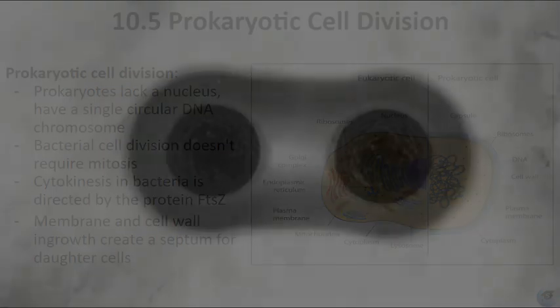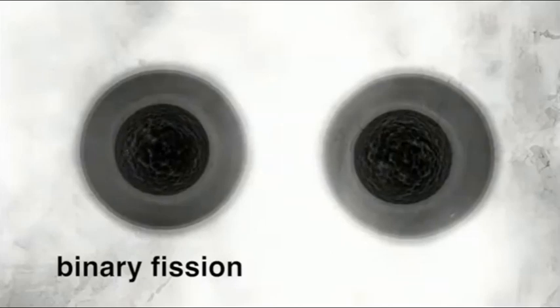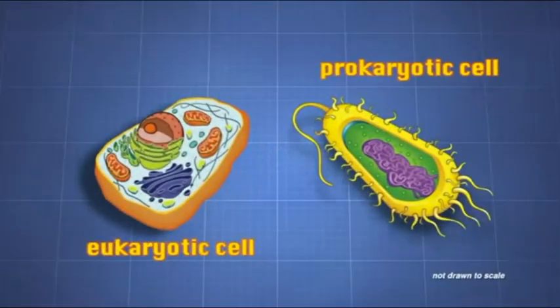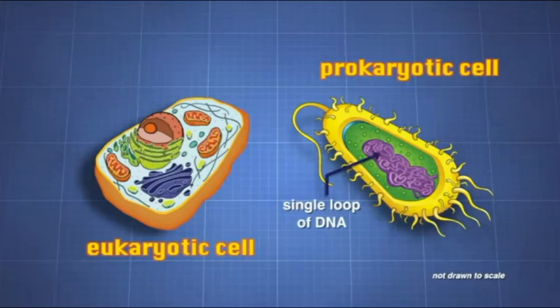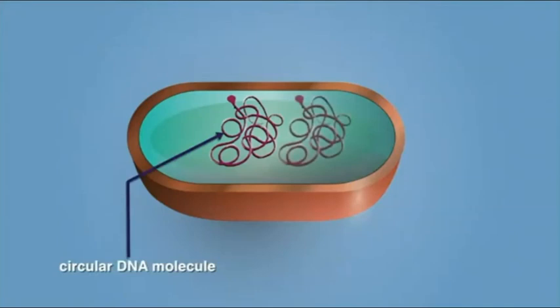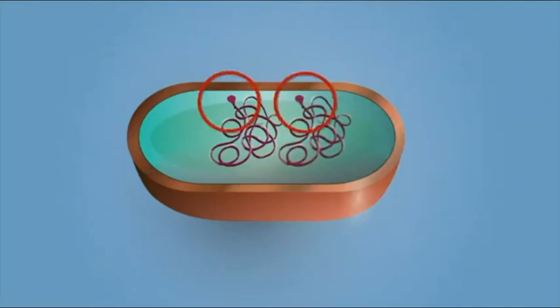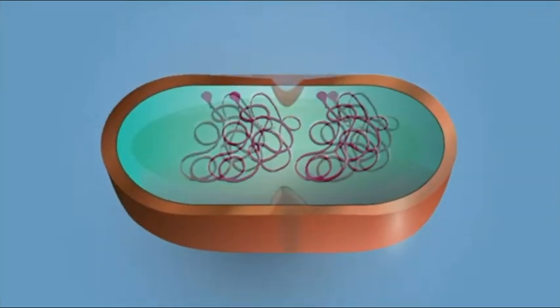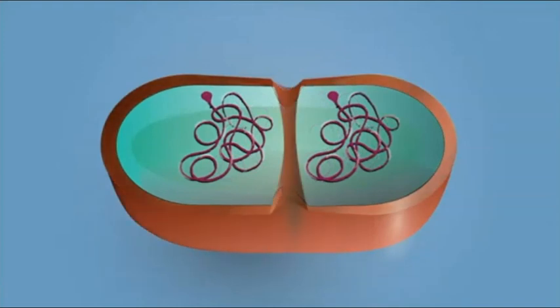The process of prokaryotic cell division is called binary fission, which is a simpler process than found in eukaryotes. Recall that prokaryotes differ from eukaryotes due to the lack of a nucleus or cell organelles. Typically, their chromosomes consist of a single loop or circle of DNA. The circular DNA molecule replicates. It then attaches each copy to a different part of the cell membrane. The cell grows to twice its size and the membrane pinches in the middle. The cell can now undergo binary fission.